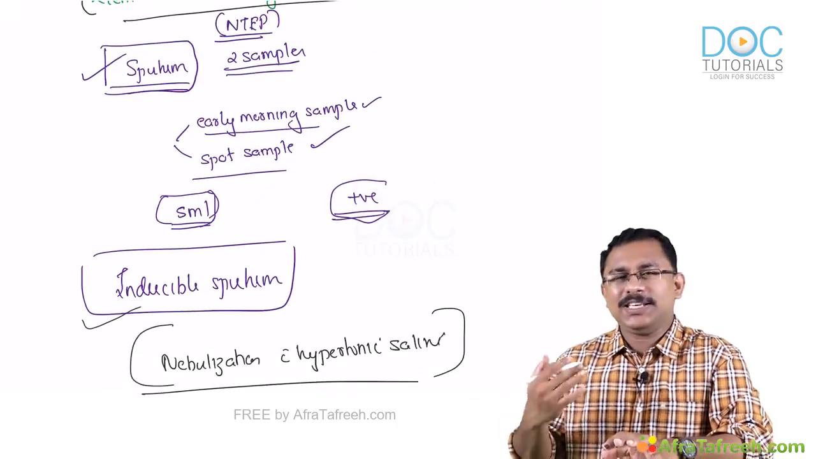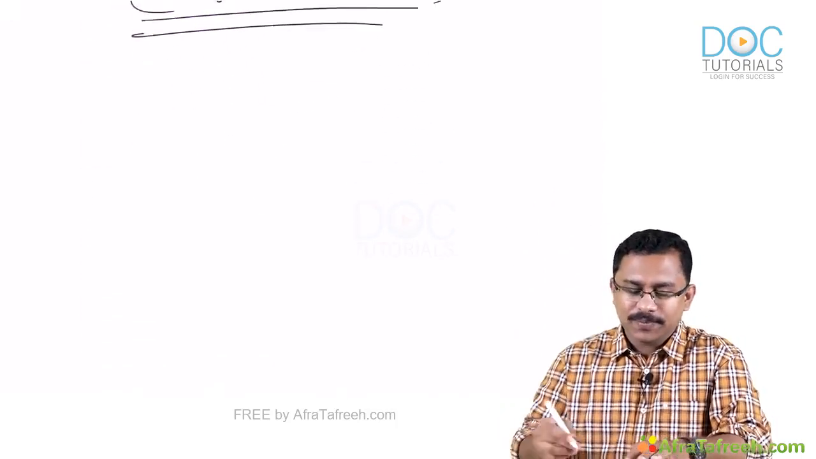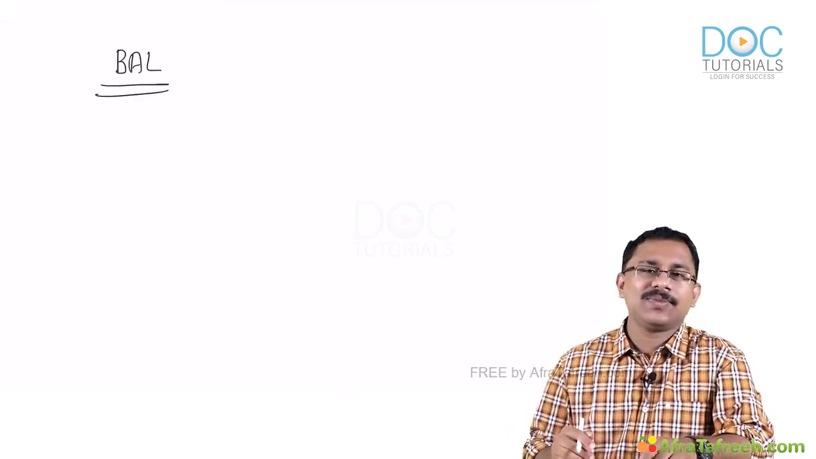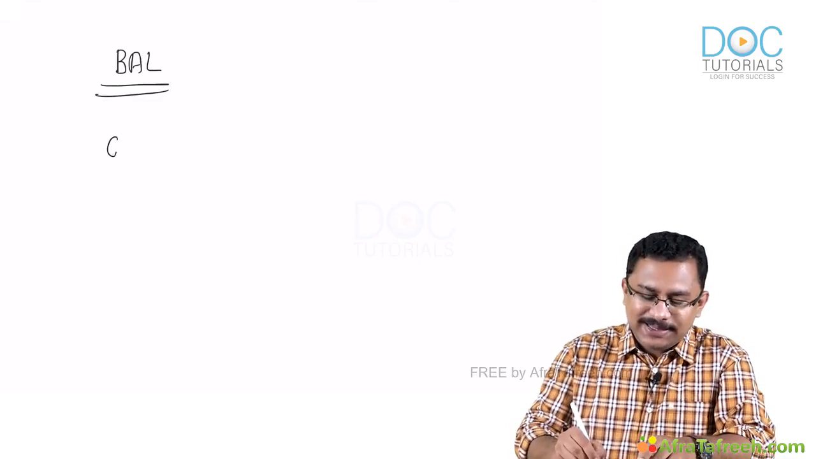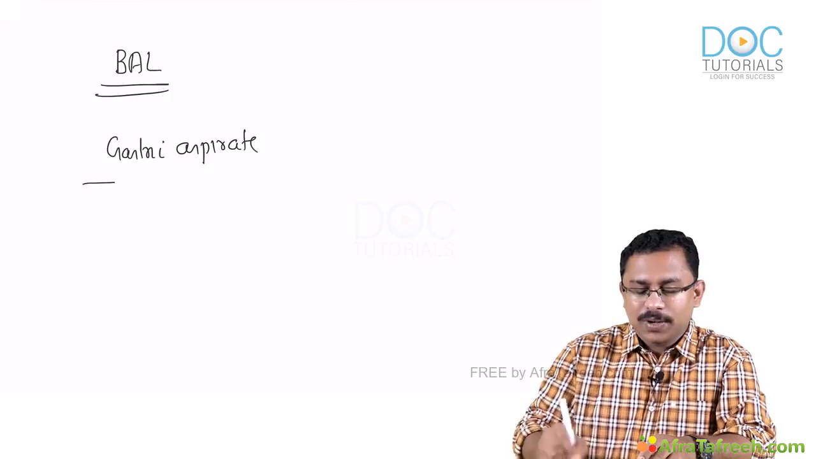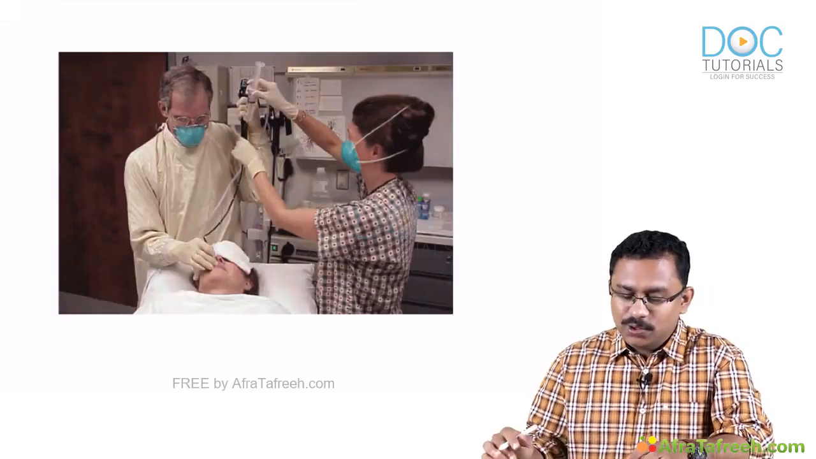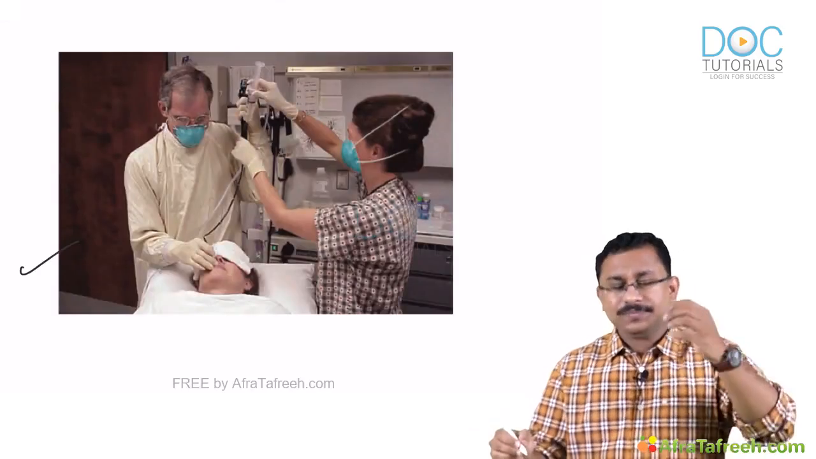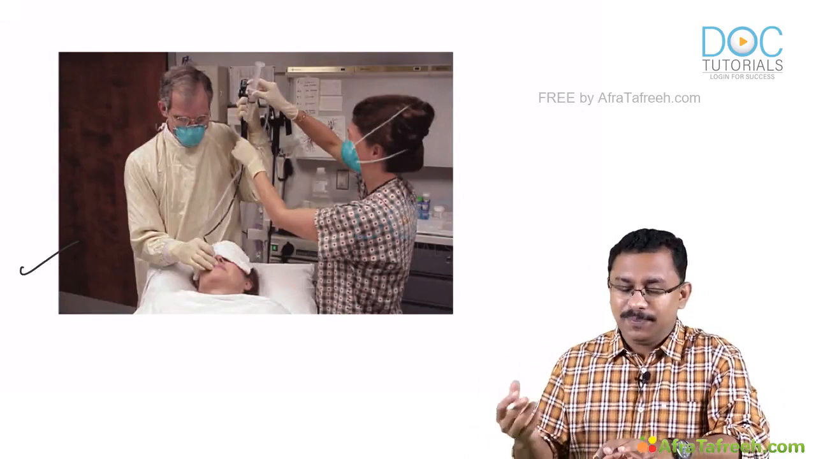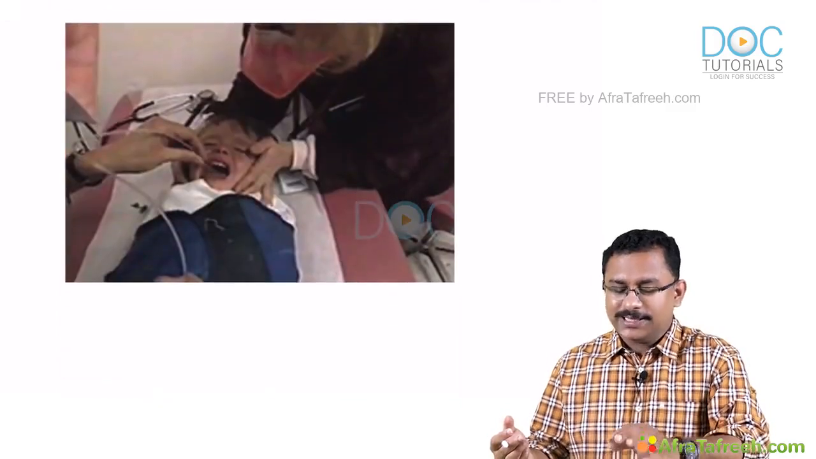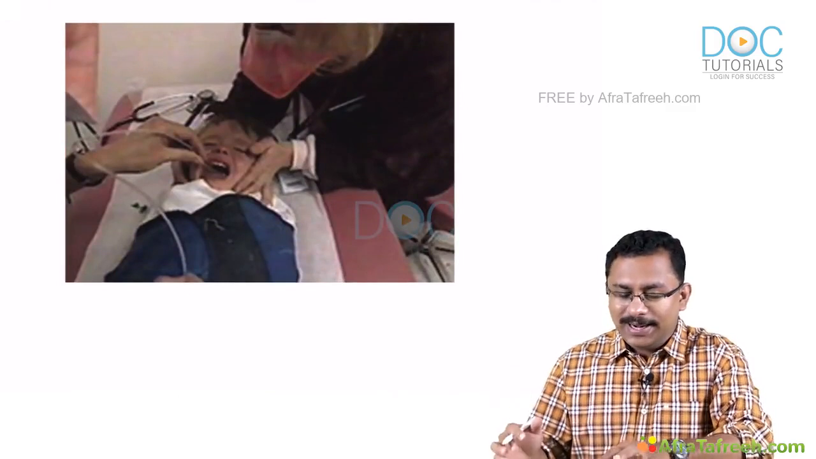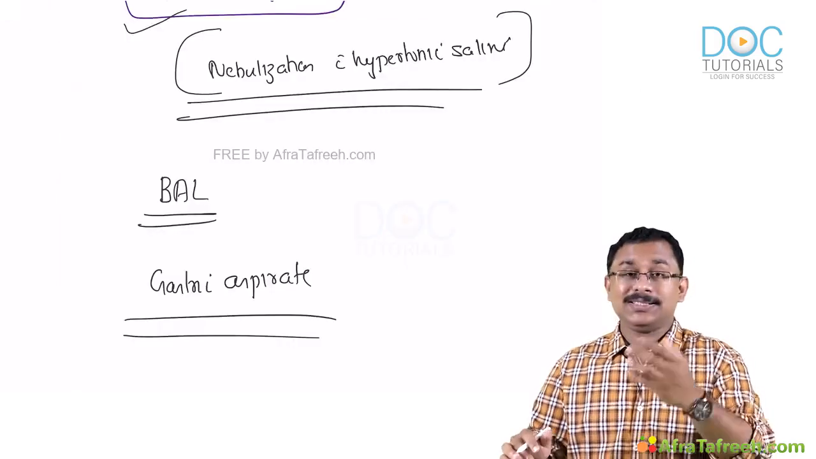Now in some individuals, if the sputum sample is difficult to obtain, you can even go for a bronchoscopy and a bronchoalveolar lavage, or you can go for a gastric aspirate. Now this might be required in case of children especially. Okay, so sometimes you will have to go for a bronchoscopy and do the bronchoalveolar lavage and collect the sample, or in case of children, you can go for gastric lavage as well. So that is how you will collect this specimen sample.